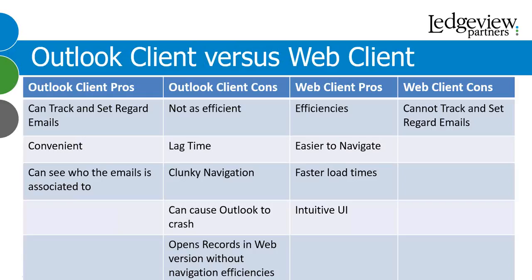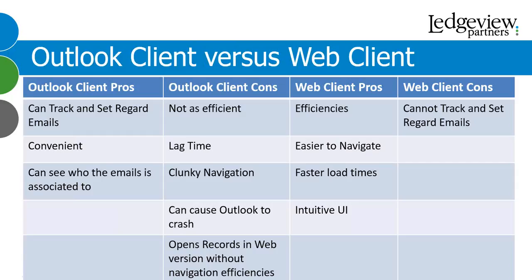The Outlook client versus the web client. As you heard Christina say earlier, there's three different methods: the Outlook client, the web client, and the hybrid. I'm going to touch on the Outlook client versus the web client and the pros and cons of each.